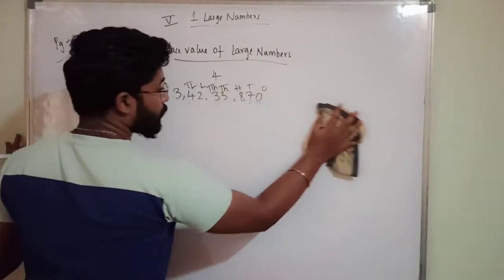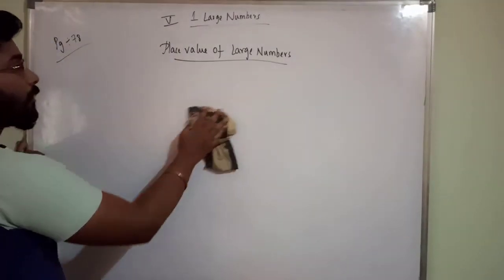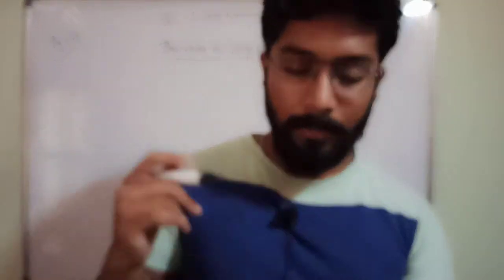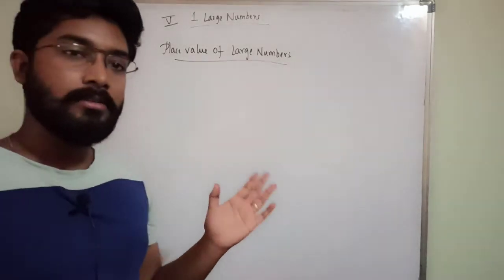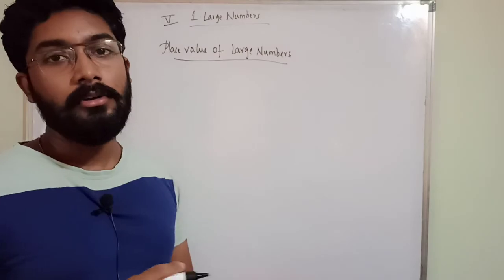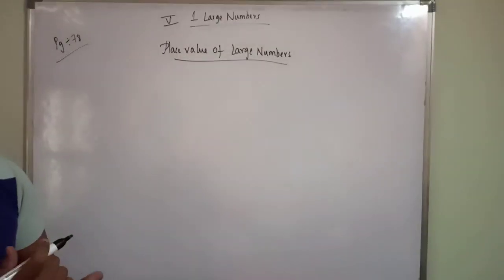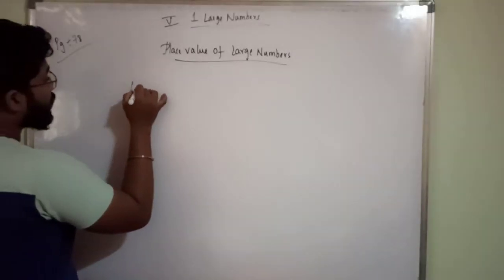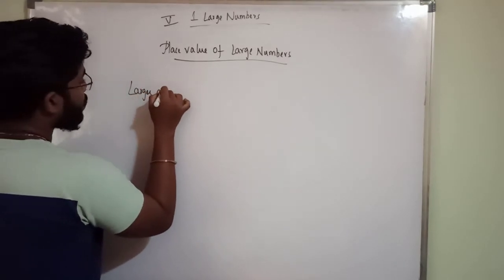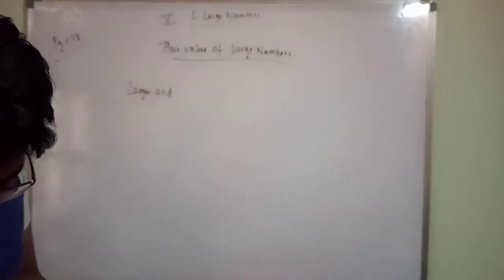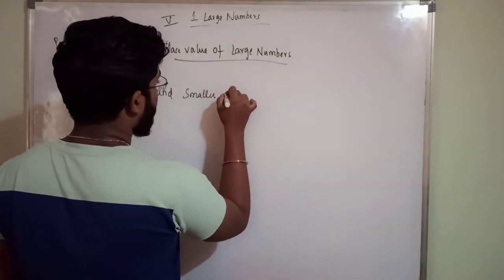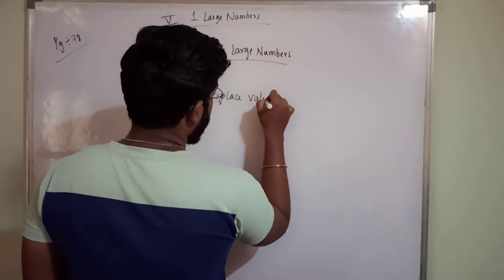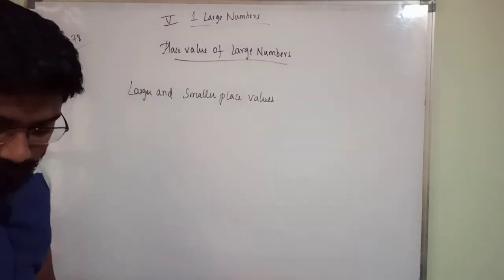Okay. So what he is telling ultimately is that according to the digit's place, the place value will be there. If it is in the hundreds place, you will get that digit into 100. If it is in the thousands place, you will get the digit into 1000 as the place value. So depending upon the place only, the place value will be there. Here he has given larger and smaller place values. Clear? Larger and smaller place values.